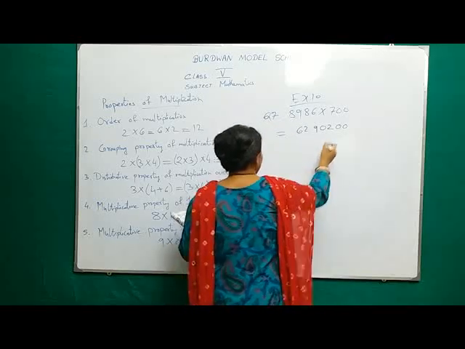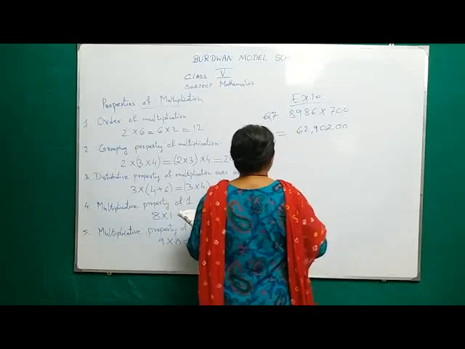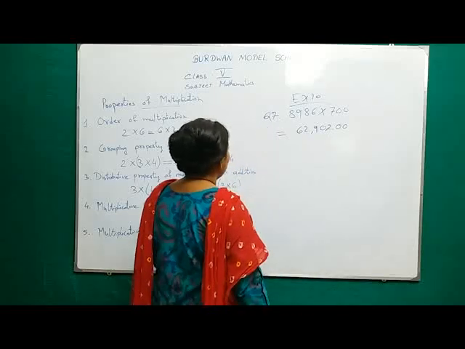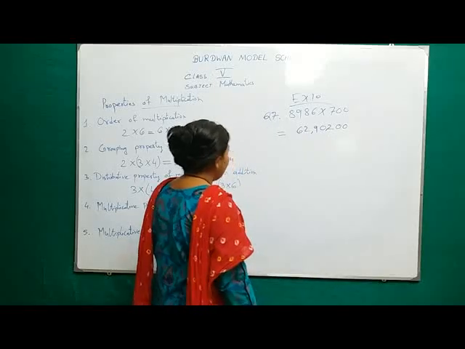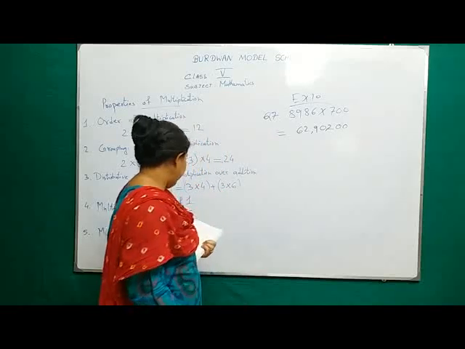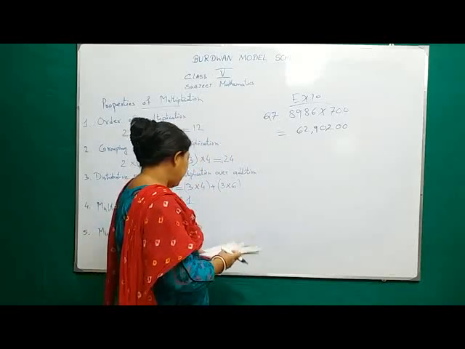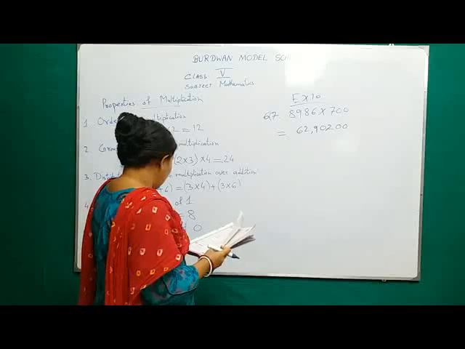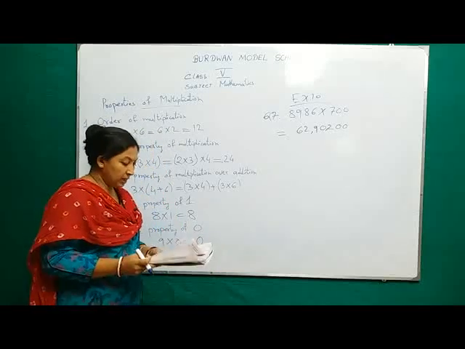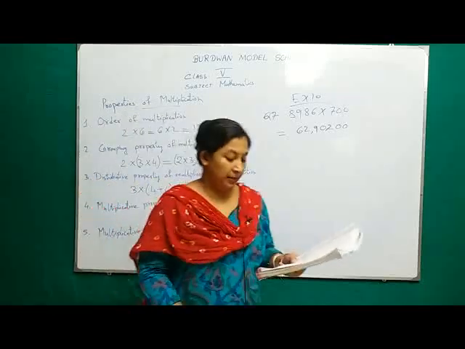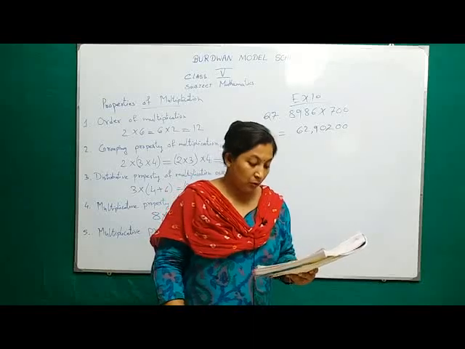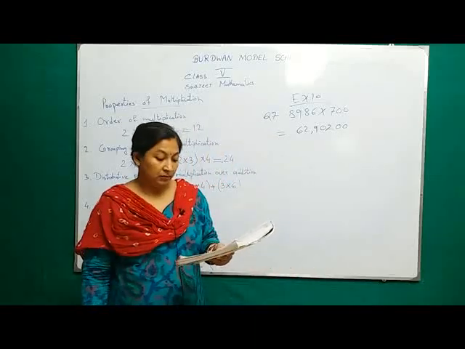6290200. Okay, if I am putting commas, it will be like this: 62,90,200. Okay, so this depends on your multiplication, how fast you can do the multiplication. Okay, now let's come to number 14.